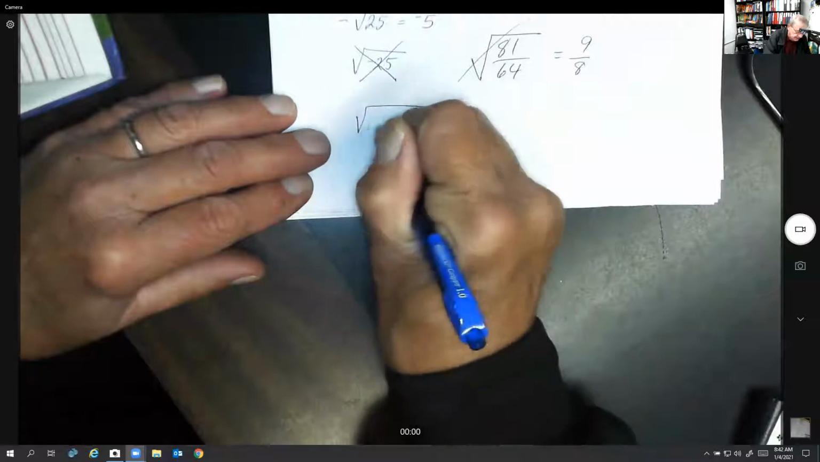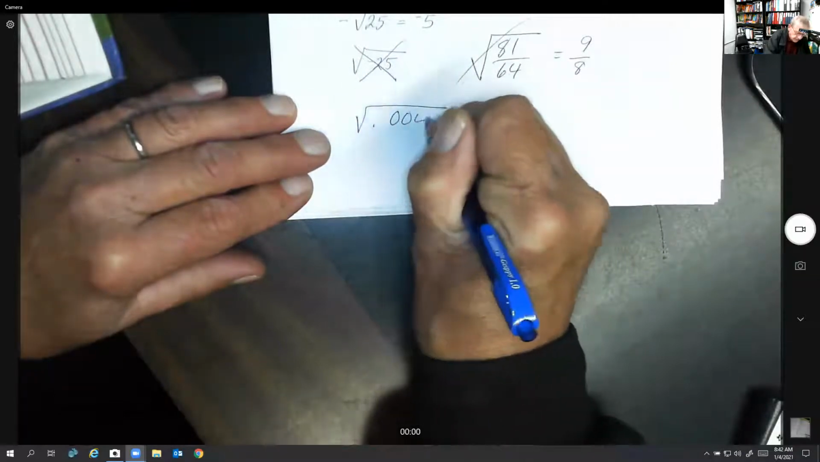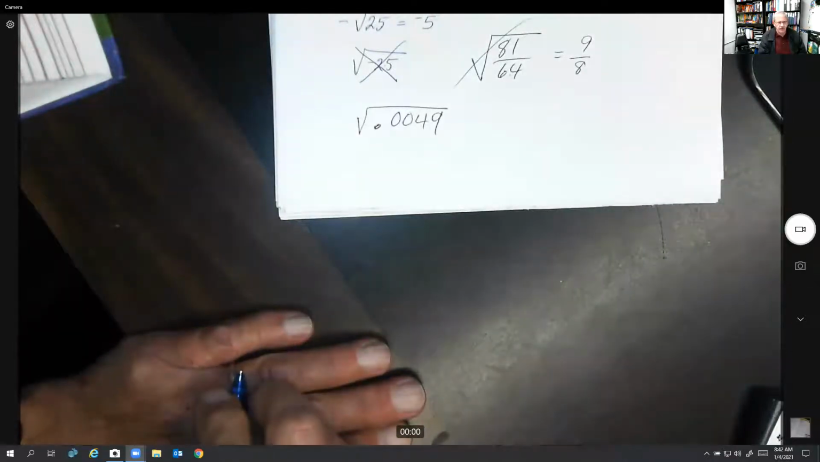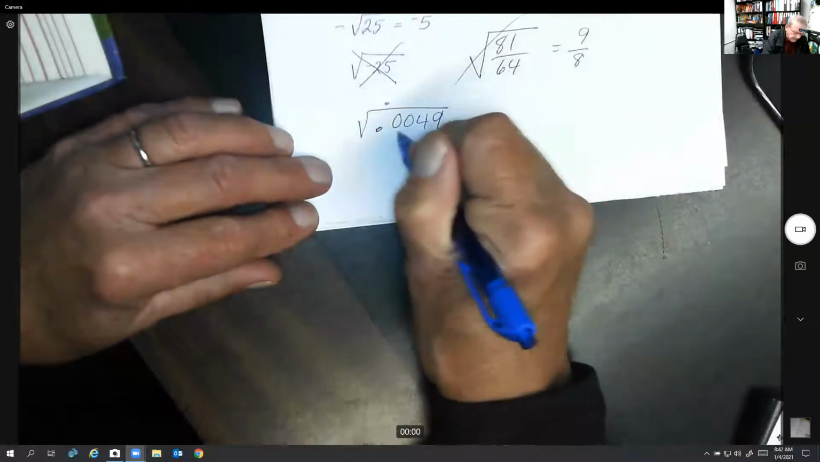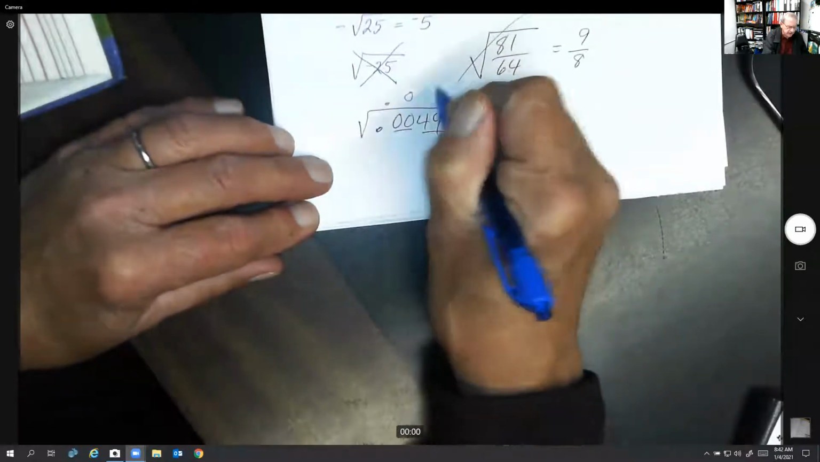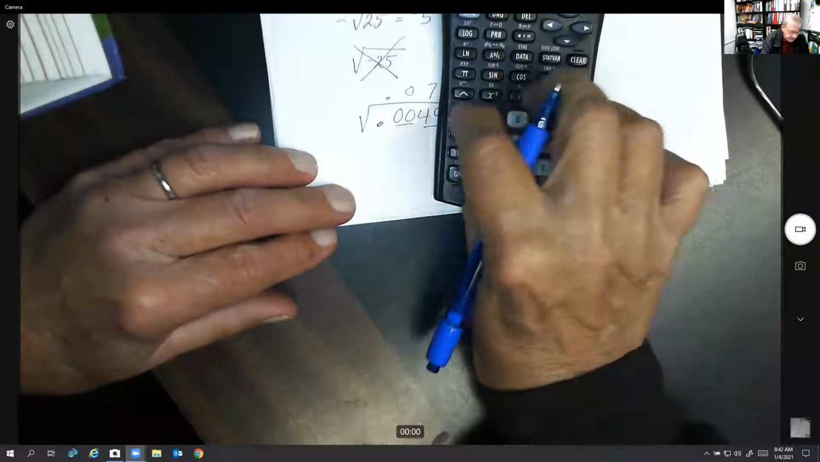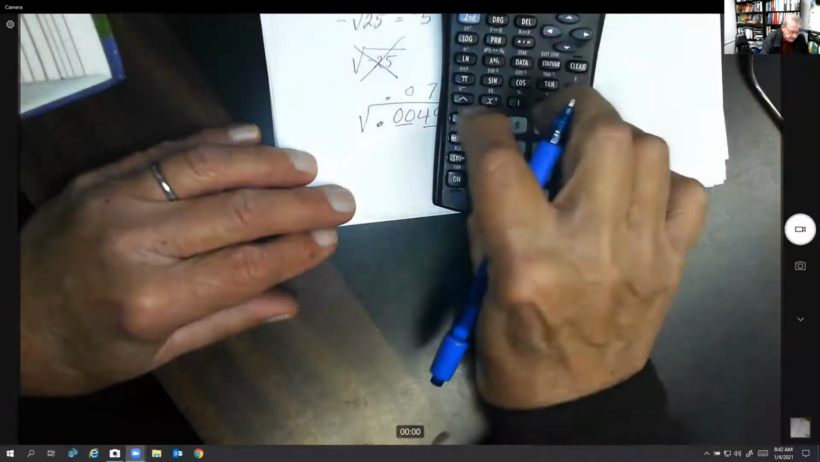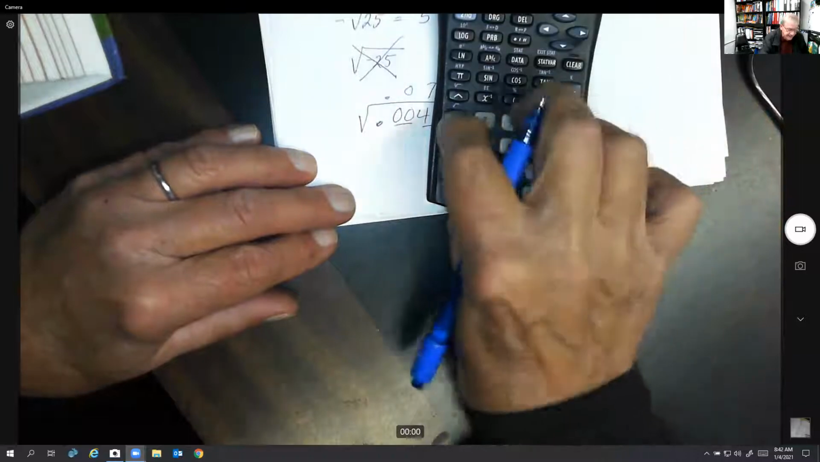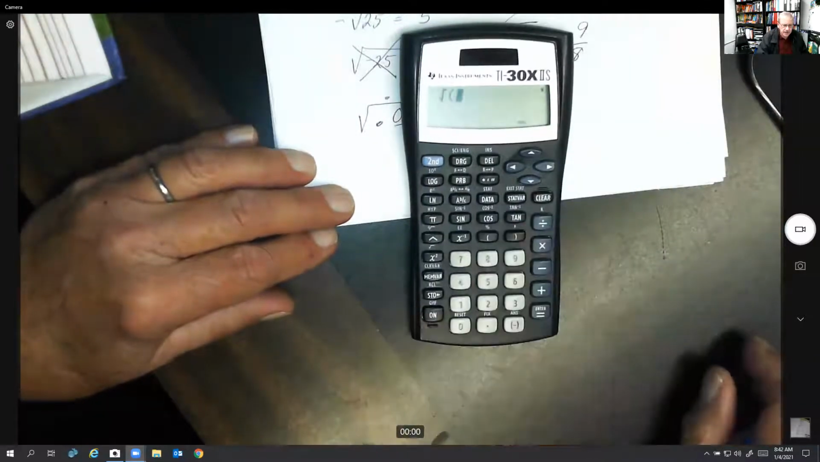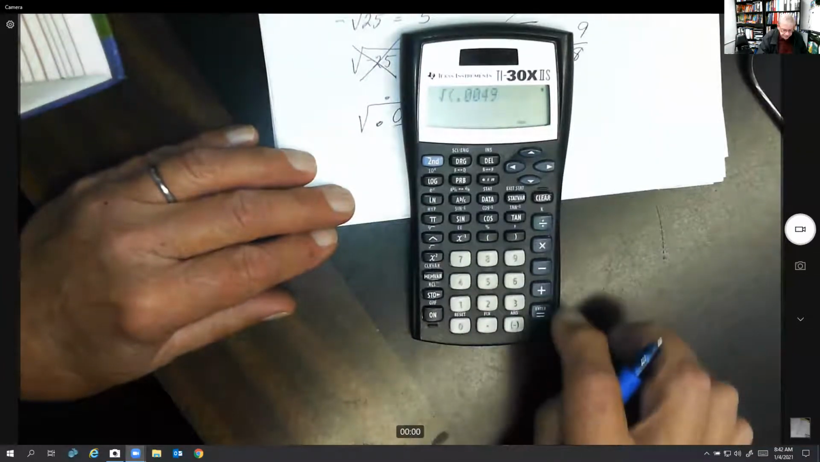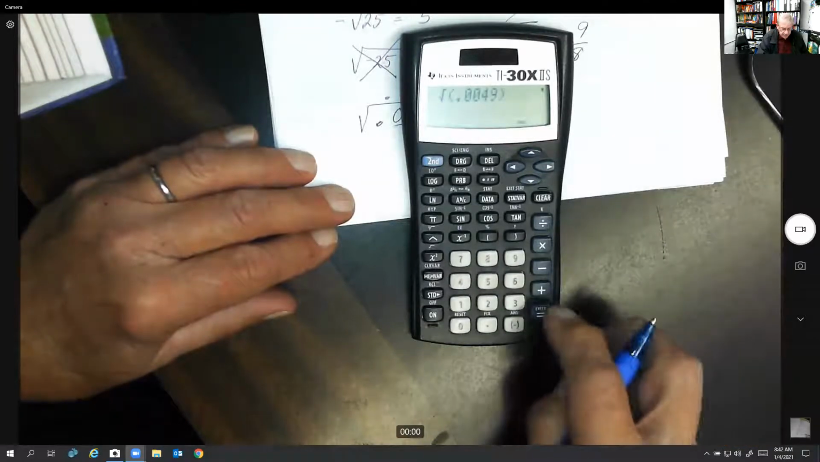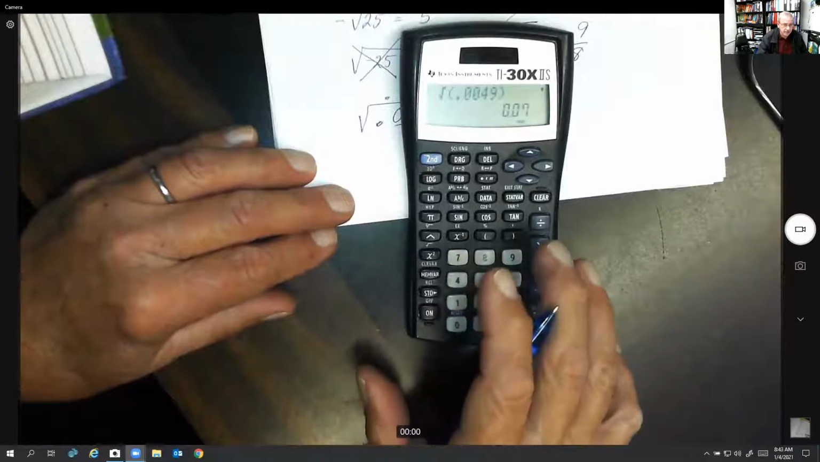Okay. Sometimes we have decimals. You probably want to do this on a calculator, but here's a little shortcut. It would have to have 4 decimals. It comes out as point. For these two, it'll be a 0. For these two, it'll be a 7. But you can also do it on your calculator. Second x squared, 0.0049. And usually we want to close that off with a parenthesis. Okay, 0.07.